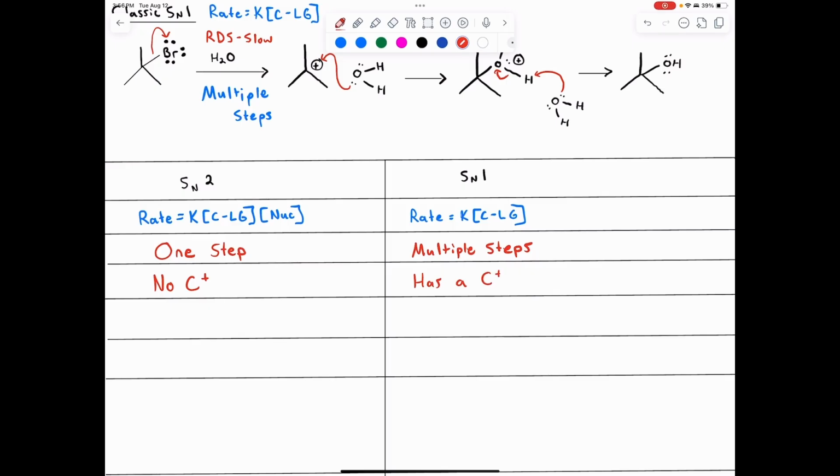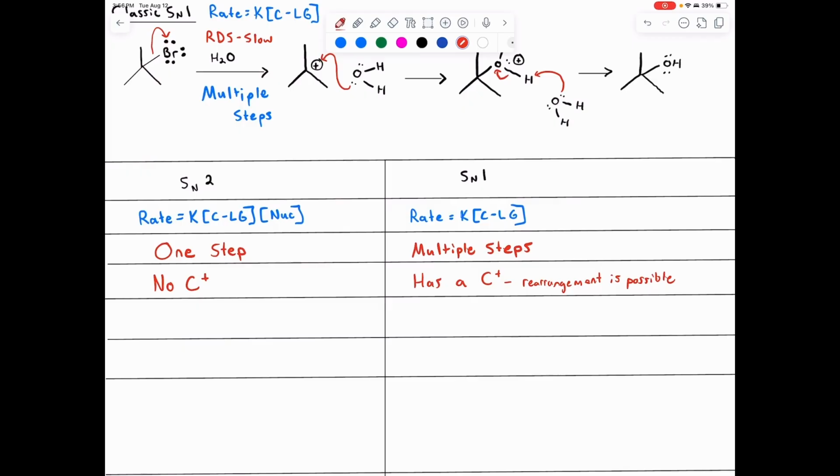Add something here just in case your class is in a different order and you've seen carbocations before. Since SN1 has a carbocation, rearrangement is possible. But if you haven't talked about carbocation rearrangement yet, don't worry. We will get to that in a later video. Now, I'm going to ask you a series of questions.